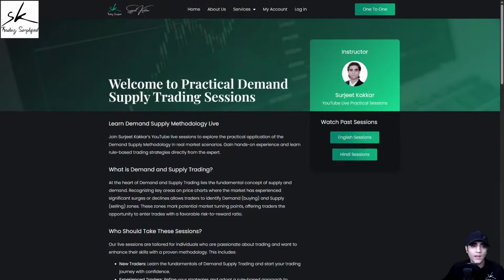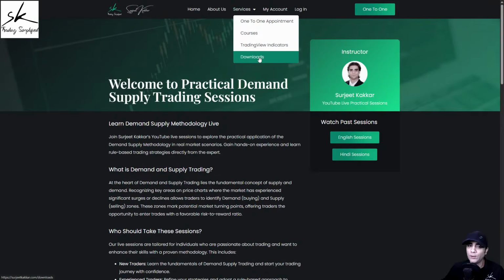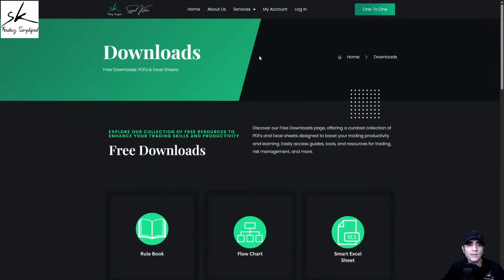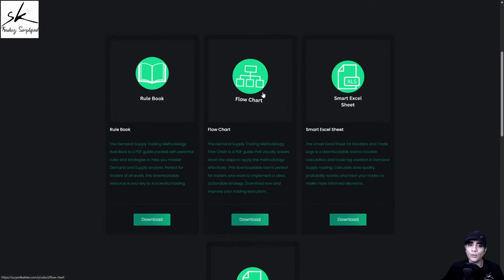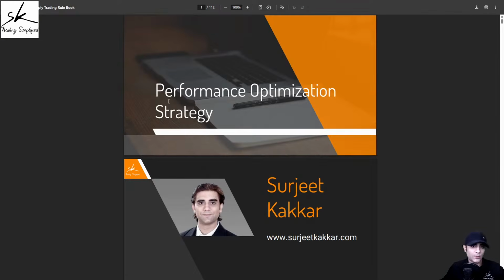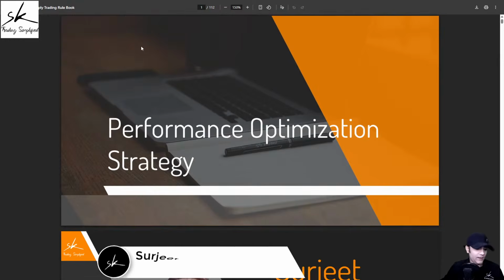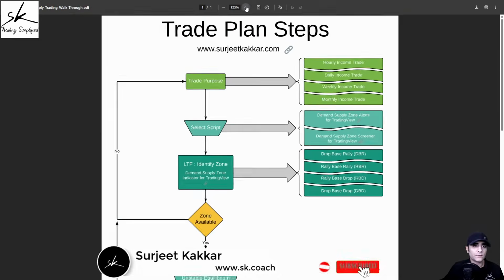Very simple. When you visit our website, under services, you have the option for downloads. Click on this, and here you can see you have your rule book and the flow charts. You can download the rule book and the flow chart. So this is your rule book and this is your flow chart.